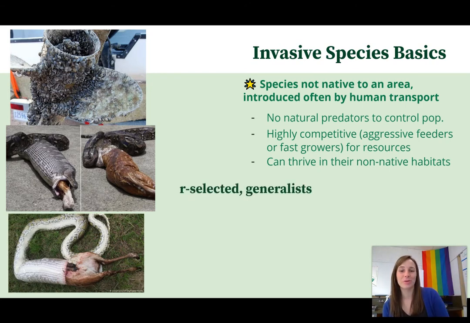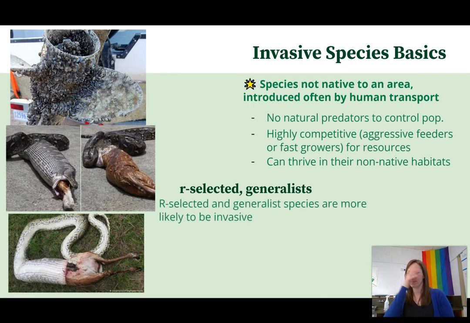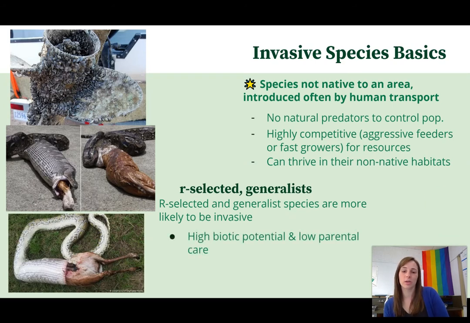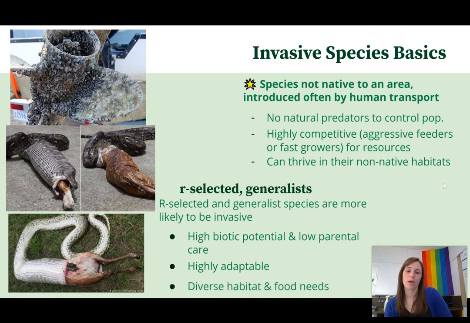So if you remember way back in Unit 3, we talked about R-selected versus K-selected and generalist versus specialist species. So usually R-selected and generalist species are more likely to be invasive. Remember that R-selected are the ones that can have tons of offspring, usually less parental control and lots of offspring. And then specialist versus generalist can kind of survive anywhere, which makes sense for invasives. So usually invasives are going to be R-selected and generalist. They have a really high biotic potential and low parental care, and they are highly adaptable to any environment that they might end up being in. They also have diverse habitat and food needs, which means they don't need a very specific little niche. They can get their food from a wide variety of places.